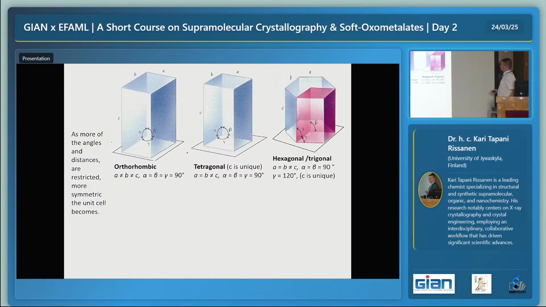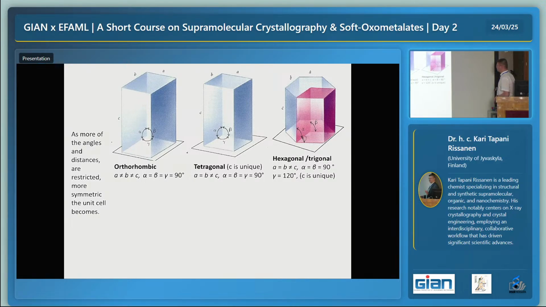Then we can consider the system where A equals B, which is not the same as C, and alpha and beta are 90, and gamma is 120. So it's a little bit similar to this, but now the angle is 120. Now it's hexagonal. Because one of the angles is 120, it's defined as hexagonal.